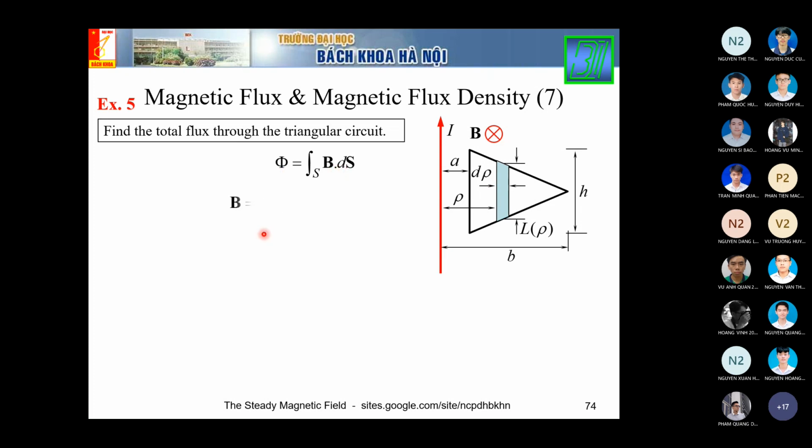Firstly, like usual, this one is the expression of the magnetic field. And for ds, the area of this figure will be the length multiplied by the width. The width here is d rho, and the average length of this trapezium is L. And the direction of this one is a phi because a phi is perpendicular to the screen.